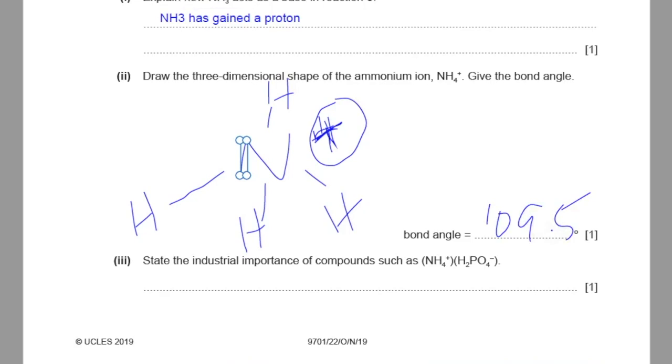Part 3, state the industrial importance of compounds such as NH4+ H2PO4-. So this is an ammonium compound, and ammonium compounds are of good use to plants. They can be used as fertilizers.